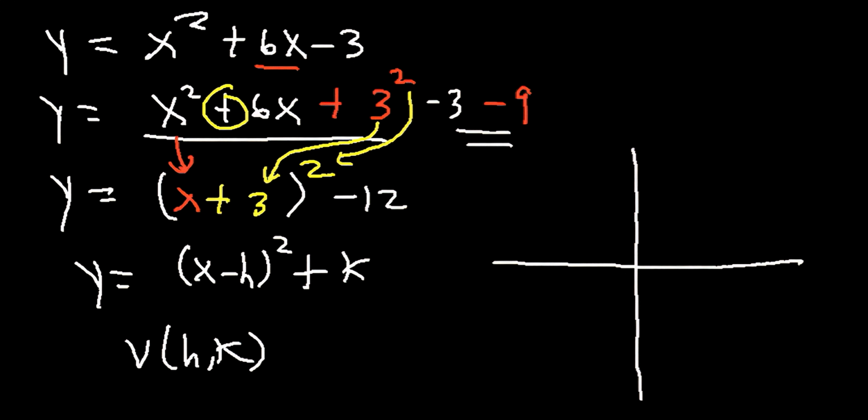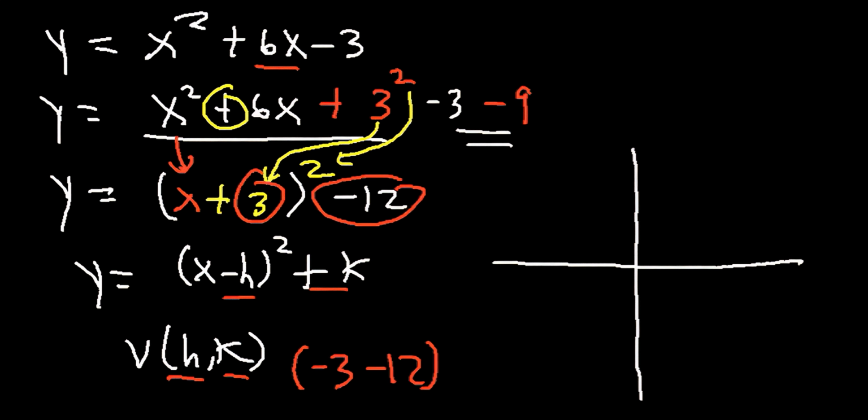So in our example, notice that h and negative h, they have the opposite sign. So you've got to switch it from 3 to negative 3. This is h. And k, the sign is the same. It's both positive. So whatever this number is, that's k. You don't change it. So it's negative 3, negative 12. I'm going to go by 2's. 2, 4, 6, 8, 10, 12. So that's negative 12. 2, 4, 6, 8, and so forth.